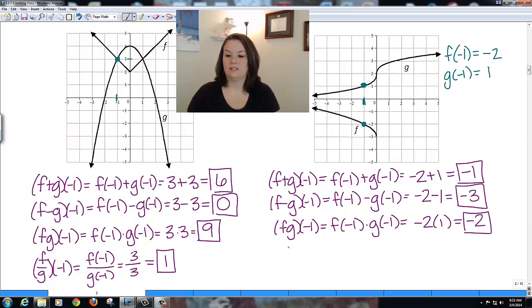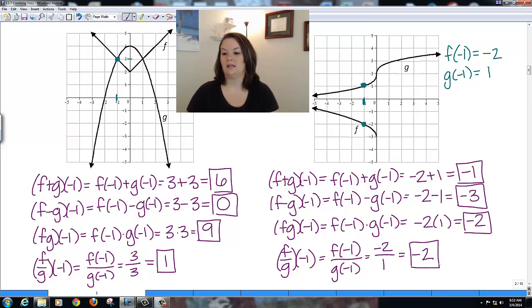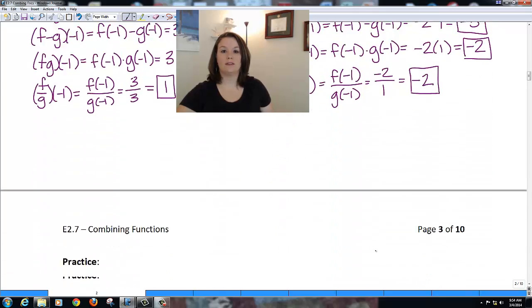And then the last one I do is my quotient, f over g of -1, which means I'm taking f of -1 and dividing that by g of -1. So I'm doing -2 divided by 1, which again gives me -2. All right. So on the next page, there's 2 for y'all to try, and I'll give y'all a minute to work on that, and then we'll go over them.